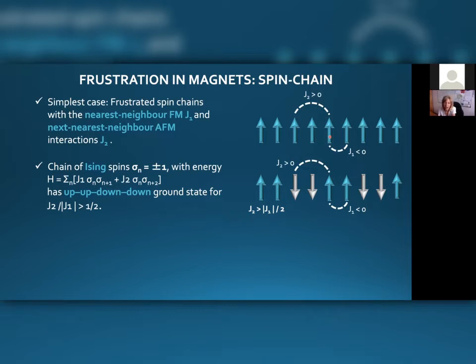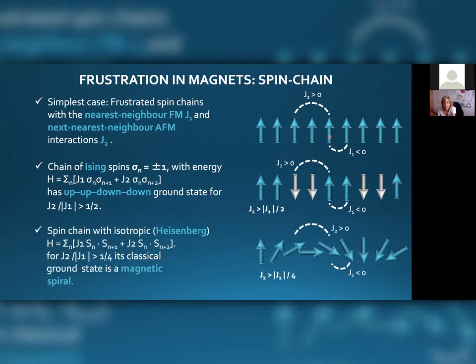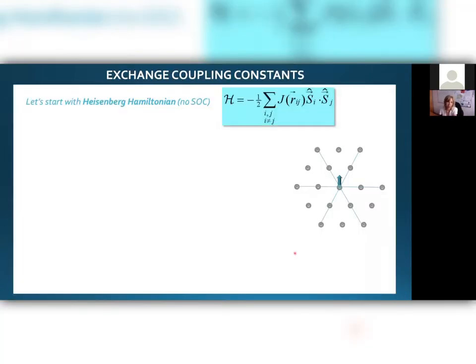And actually the ground state, if you have Ising spins, so there is a strong anisotropy, is found to be an up-down spin chain. But if you have more isotropic spins, so you can rotate in all directions, actually the ground state is a helix, which is shown here.